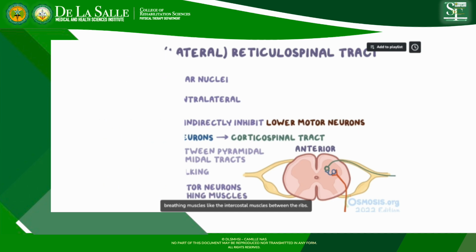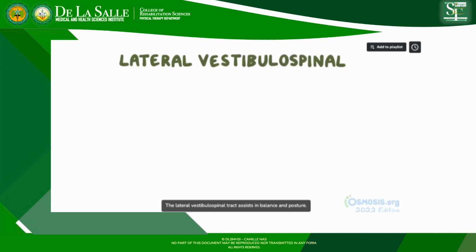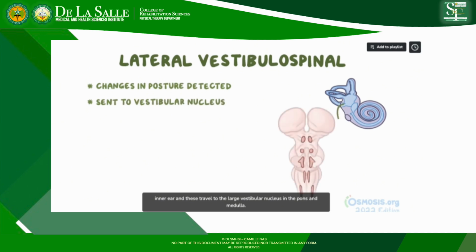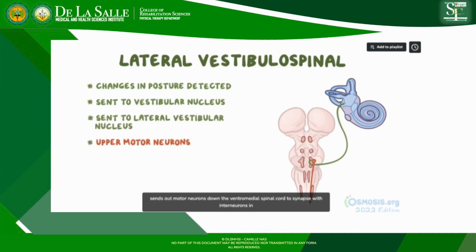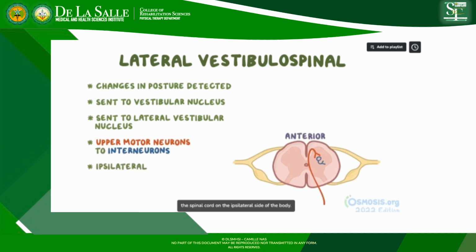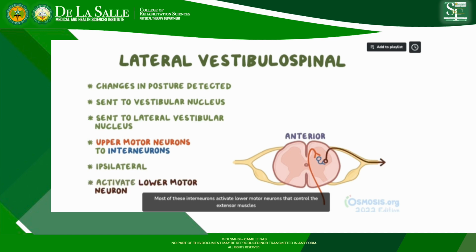The lateral vestibulospinal tract assists in balance and posture. Changes in the body's posture are detected by vestibular sensory receptor cells in the inner ear, and these travel to the large vestibular nucleus in the pons and medulla. This information is then sent to the lateral vestibular nucleus located in the pons, which sends out motor neurons down the ventromedial spinal cord to synapse with interneurons in the spinal cord on the ipsilateral side of the body. Most of these interneurons activate lower motor neurons that control the extensor muscles in the legs and butt, but some also inhibit the lower motor neurons in the flexor muscles. So when you're falling over to one side, the leg muscles on that side will keep you from falling over.